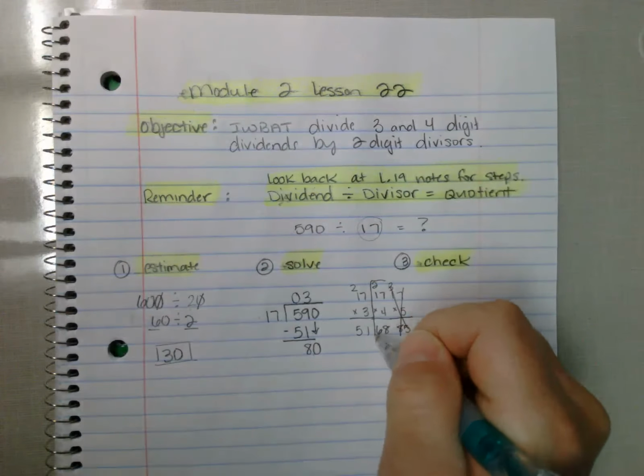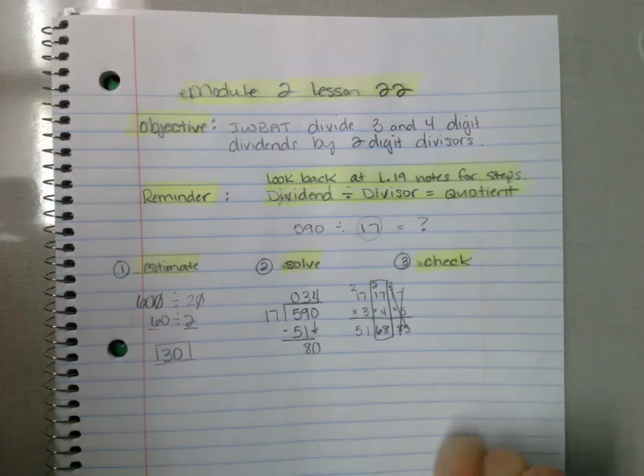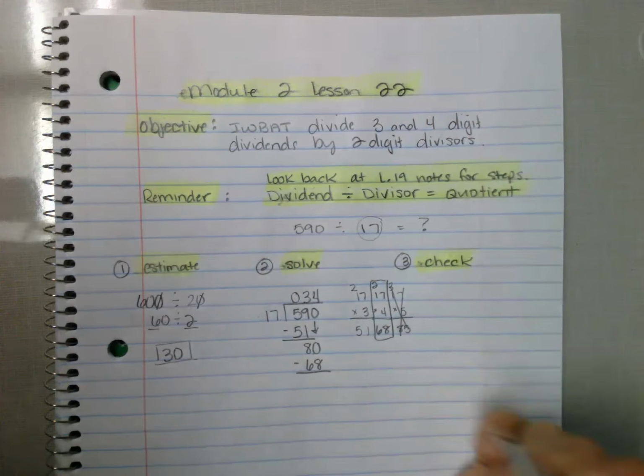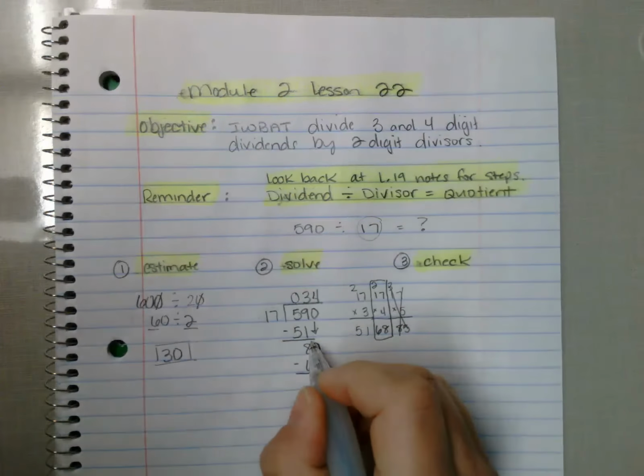So I'm going to go with the 4, which is 68. So I'm going to put my 4 up here, top of that 0. Subtract 68. More on the floor. I need to go next door. I can't take away 8 from 0, so I need to borrow.